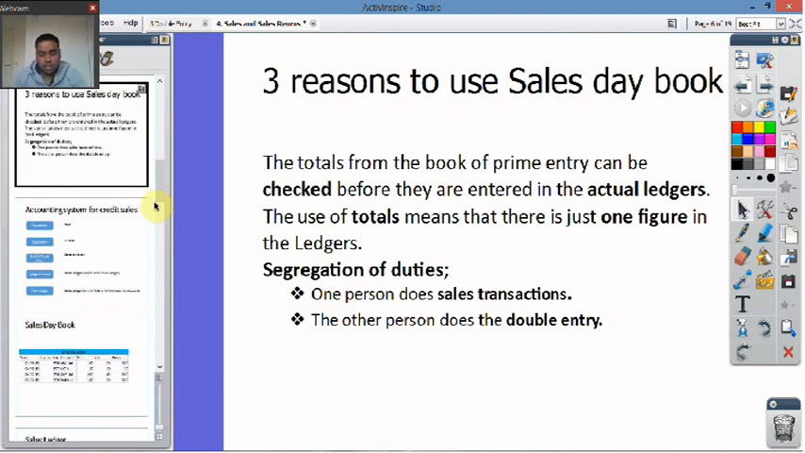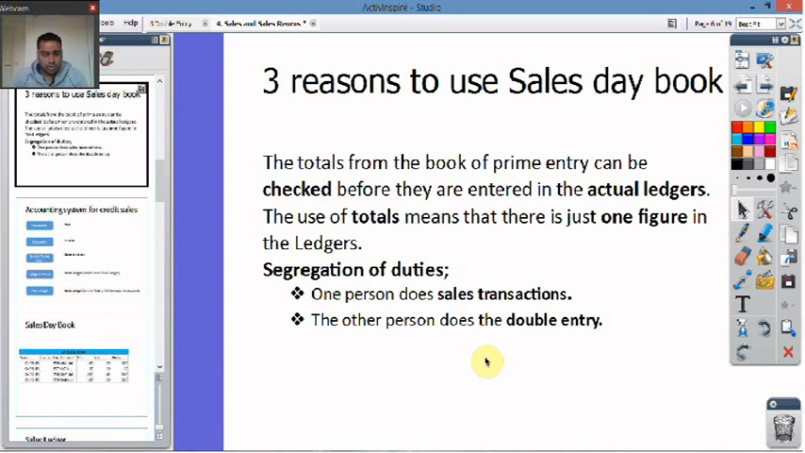The reason that we use books of prime entry is because the double entry accounting system, the ledger accounts, are seen as the main accounts, and they should be very accurate, whereas the sales daybook and the sales returns daybook are junior accounts and they're not part of the main accounts. So before they're transferred into the main accounts they should be checked. For that reason it increases the accuracy, because they're checked before they're entered into the real or main accounts. Another reason is segregation of duties.